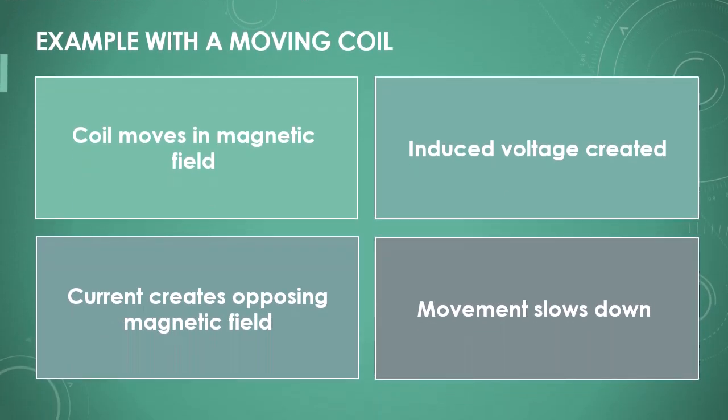When a coil is moved in a magnetic field, an induced voltage is created. The current generated by this creates its own magnetic field. This magnetic field opposes the movement of the coil. As a result, the movement is slowed down.